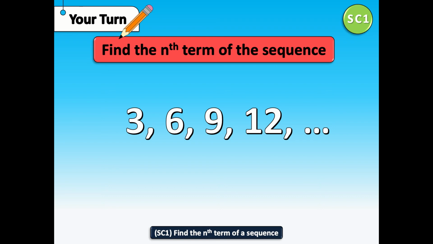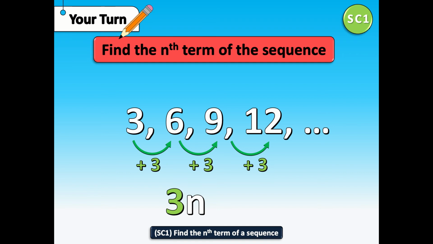So we want to find the nth term of this sequence. So this sequence is going up in 3's. So the nth term starts with 3n. Then if we take 3 off the first term, we get 0. So it'd be 3n plus 0. But we can just write this as 3n.